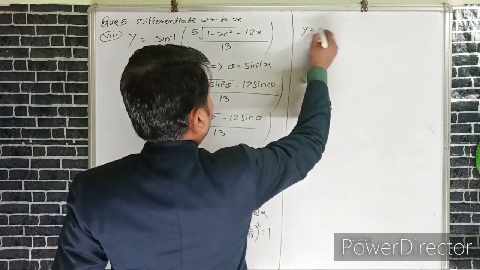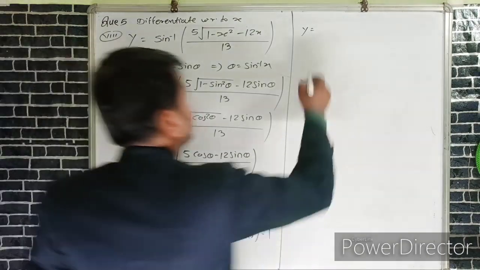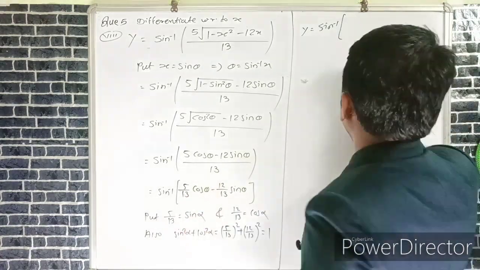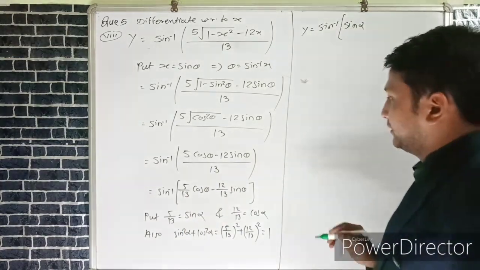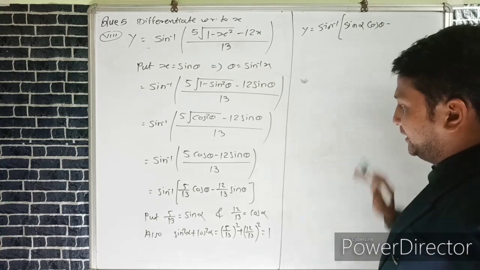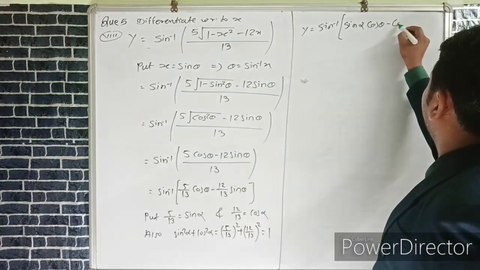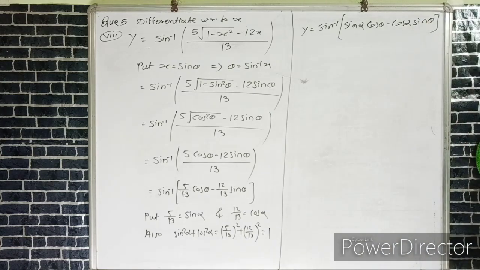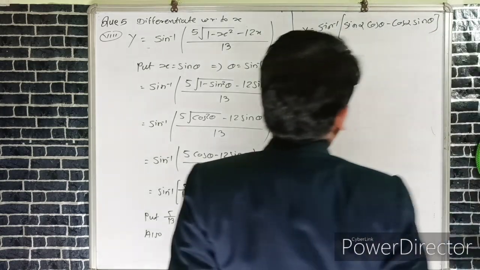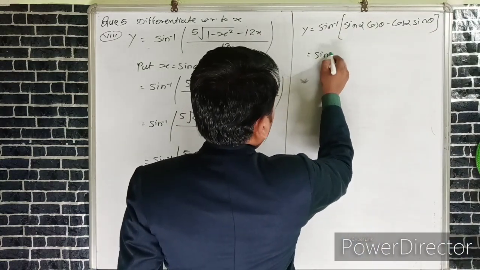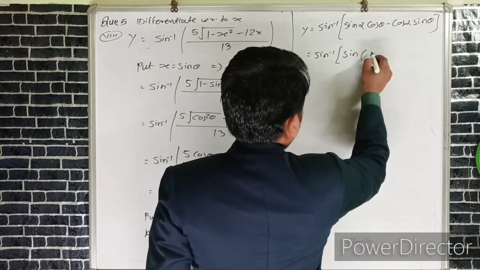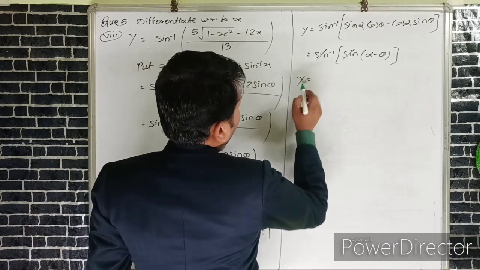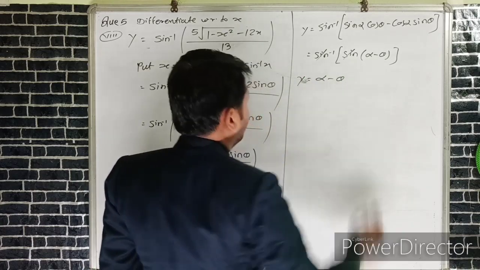Hence we can write y is equal to sin inverse of 5 by 13, which is sin alpha, into cos theta, minus 12 by 13, which is cos alpha, into sin theta. We know that sin A cos B minus cos A sin B is the form of sin of A minus B. Hence we can write sin inverse of sin of alpha minus theta. Here sin inverse sin cancels, and we can write the value of y is alpha minus theta.